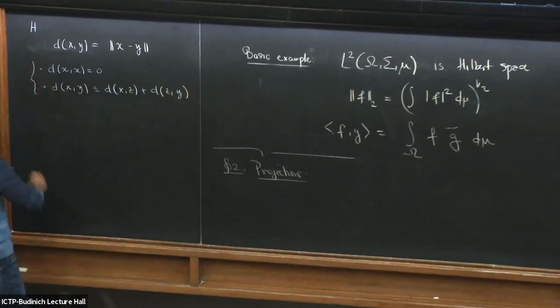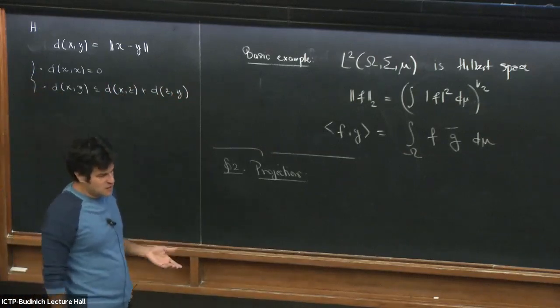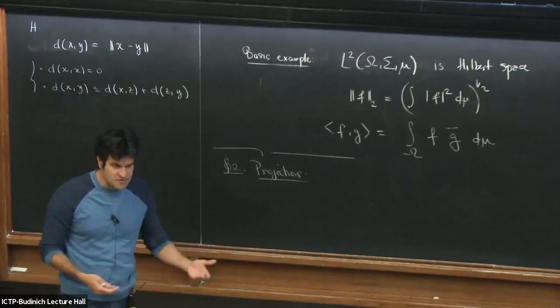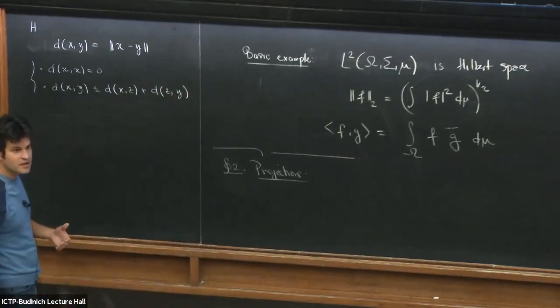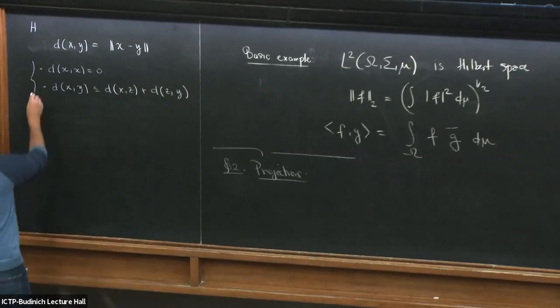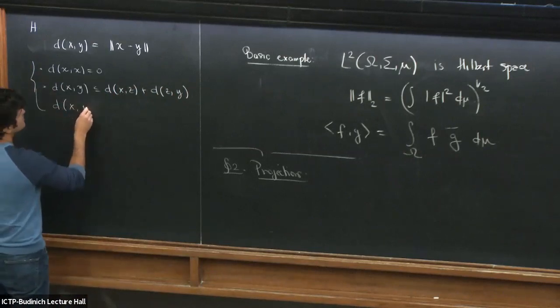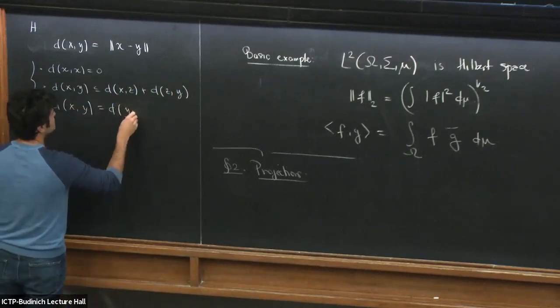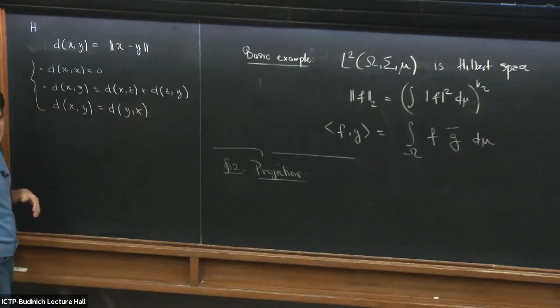Okay. Do I need anything else? No, I think that's fine, right? And the distance function is always non-negative, right? So every normed space is a metric space. Yeah, okay, maybe you're right. The distance of x to y is equal to the distance of y to x. That's fine now?